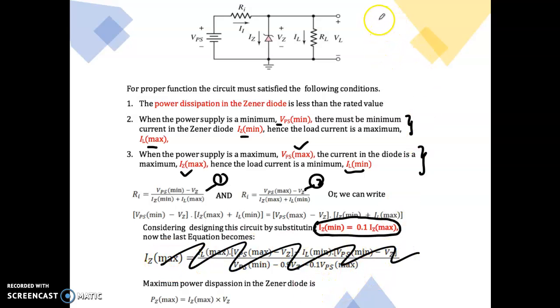The last part is the question will ask what is the maximum power dissipation of your Zener diode, that is Pz. The formula for power is IV. Vz is a constant value, and for Iz you will take the maximum value. So Pz equals Iz maximum multiplied by Vz. This is how we derive the equation for the voltage regulator.